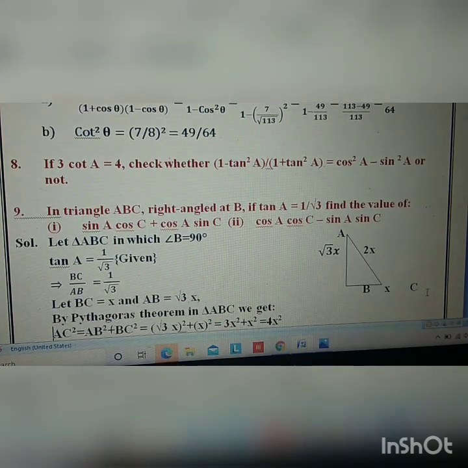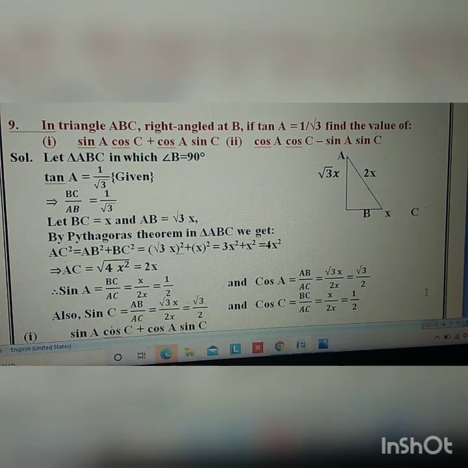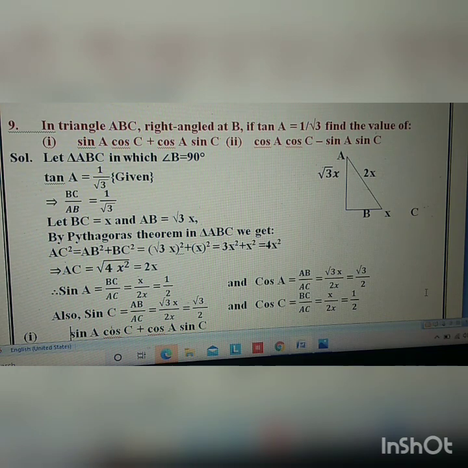Now let's move towards question number 9. In question number 9, we are given a triangle ABC right angled at B. If tan A is equal to 1 upon under root 3, we have to find the value of sin A cos C plus cos A sin C, and cos A cos C minus sin A sin C.